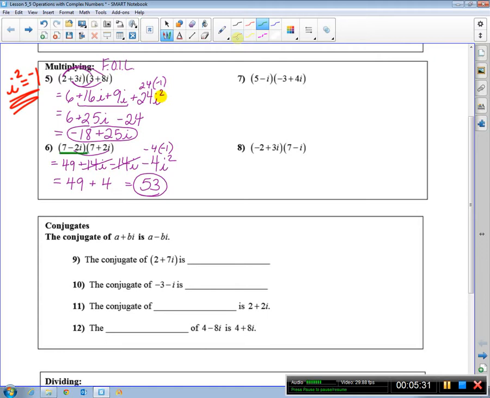Did anyone recognize these two as something special? A vocabulary word from chapter 3. 7 minus 2i and 7 plus 2i. These are conjugates. So something interesting happens when we multiply two conjugates in the complex number system.